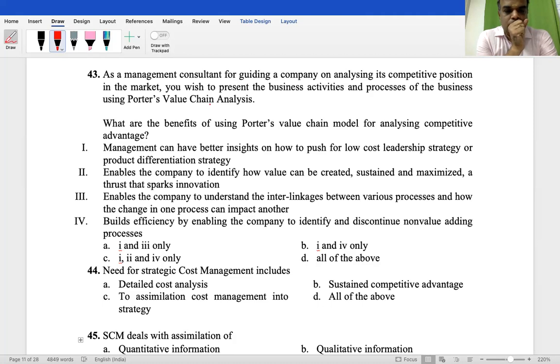Option 2. Enables the company to identify how value can be created, sustained, and maximized, a thrust that sparks innovation. Option 3. Enables the company to understand the interlinkages between various processes and how the change in one process can impact the other. Option 4. Builds efficiency by enabling the company to identify and discontinue non-value adding processes. So, all of the above.